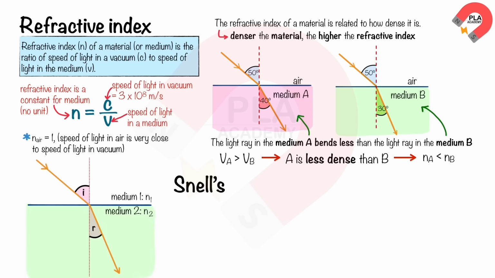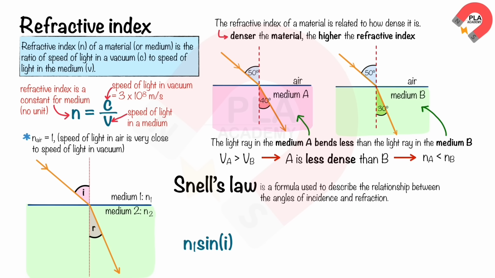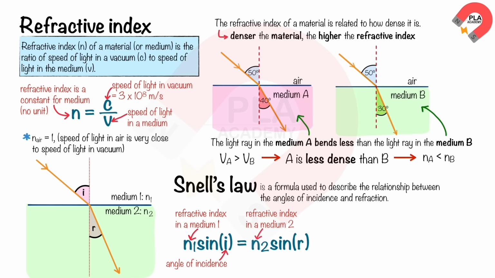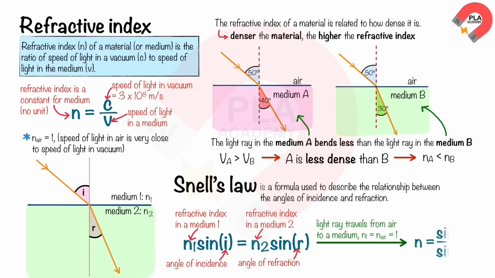Snell's law. Snell's law is a formula used to describe the relationship between the angles of incidence and refraction. N1 sin I equals N2 sin R, where N1 is the refractive index in the first medium that light passes, I is the angle of incidence, N2 is the refractive index in the second medium that light passes, and R is the angle of refraction. When light travels from air to a medium, N1 is the refractive index of air, which is equal to 1. So the formula becomes N equals sin I over sin R.